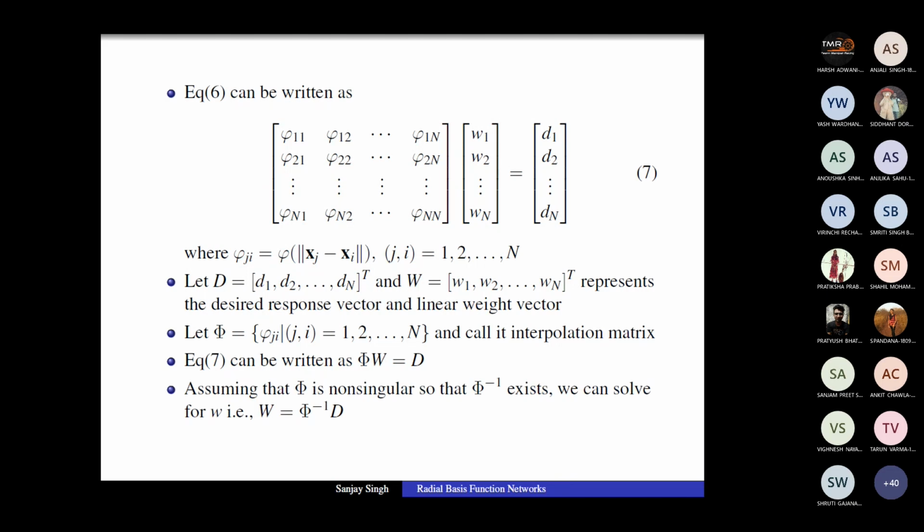Now there is a problem. Problem means we have to choose function phi in such a way that this entire matrix phi becomes basically positive semi-definite or positive definite. Means it should be non-singular. Means its inverse should exist.